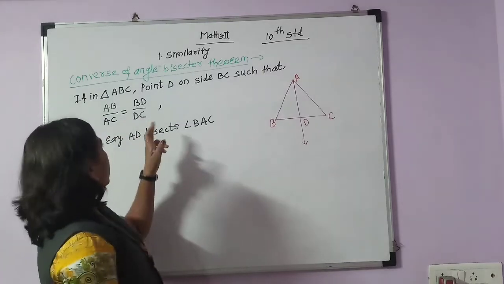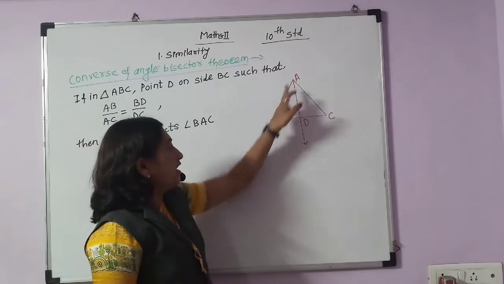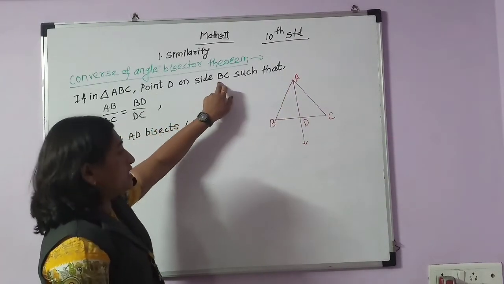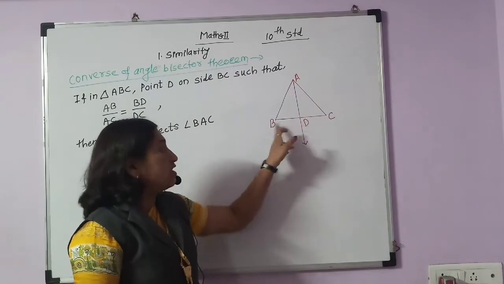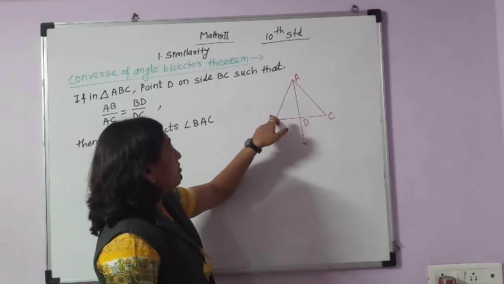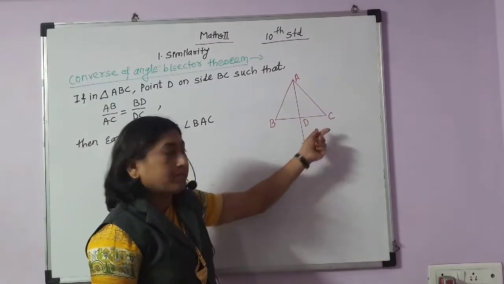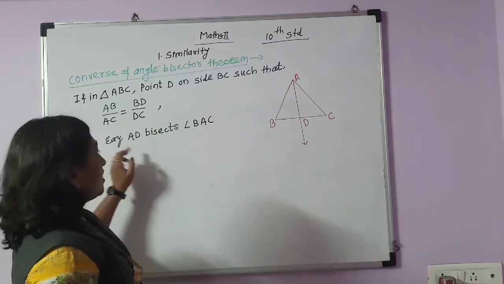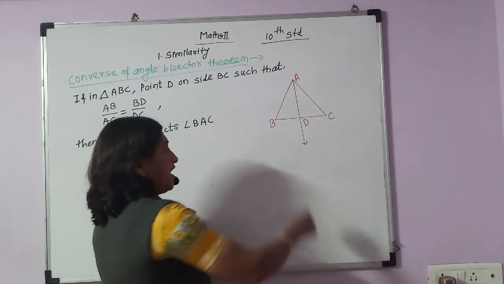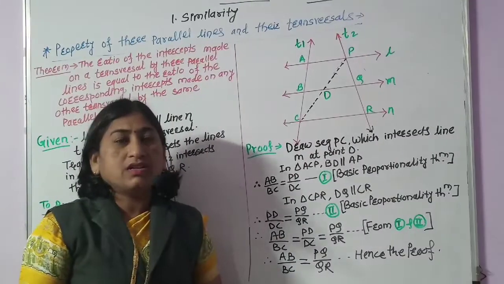Converse of the angle bisector property. See here, we draw triangle ABC. In this triangle ABC, point D is on the side BC in such a way that AB upon AC is equal to BD upon DC. Then ray AD is the angle bisector of angle BAC. Understood?